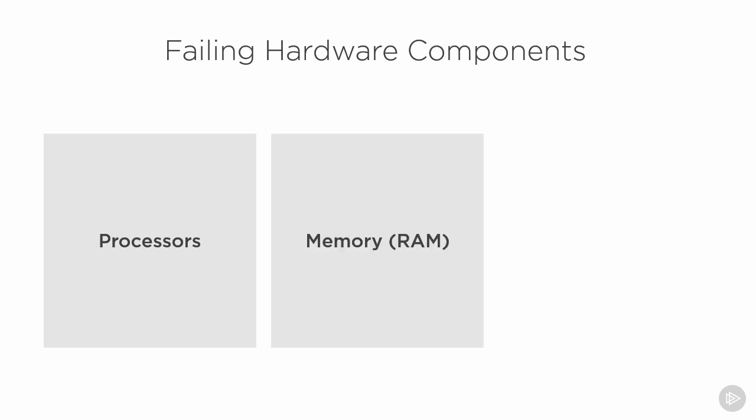Memory, or RAM, is the same. In the old days, 128 meg on a board used to be considered a lot of memory. Now we see 16 or 32 gig on a single DIMM. In fact, Windows 2016 supports 24 terabytes of RAM. That's a lot of DIMMs. And with that many DIMMs, there's again an increased probability that one of them may fail.